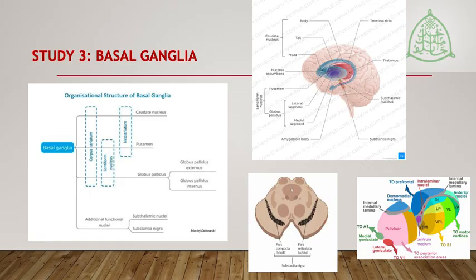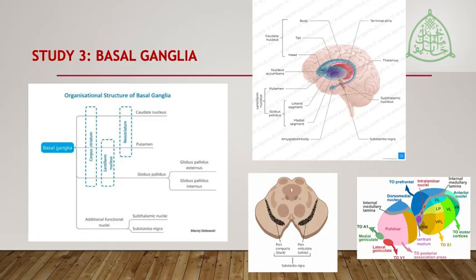However, the caudate nucleus and the putamen are called the striatum, and then the putamen and the globus pallidus interna and externa together are called the lentiform nucleus. That is why you can see that. And other structures that form the basal ganglia are the subthalamic nucleus and the substantia nigra as well.